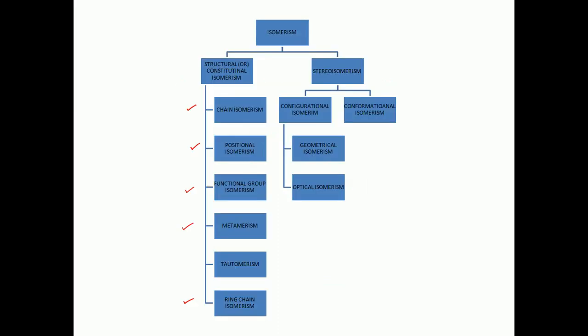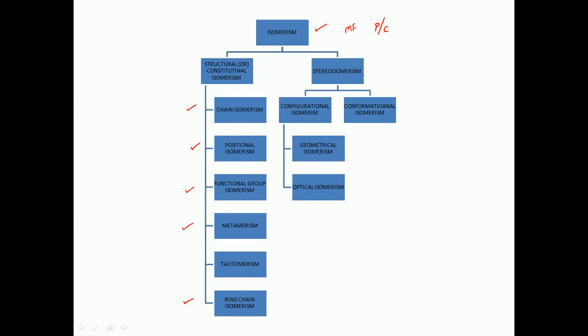Hi students, in the last lecture we discussed the concept of isomerism and the classification of isomerism. So for 2 minutes we are going to recap what we discussed in the last lecture. First of all, what are isomers? Isomers are compounds that have the same molecular formula but differ in their physical properties as well as in their chemical properties. Such compounds are called isomers.